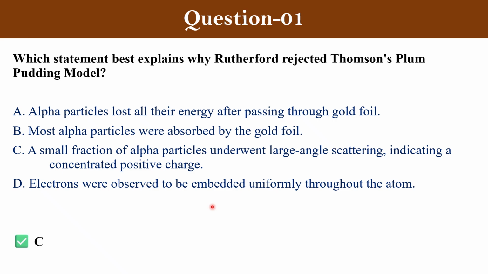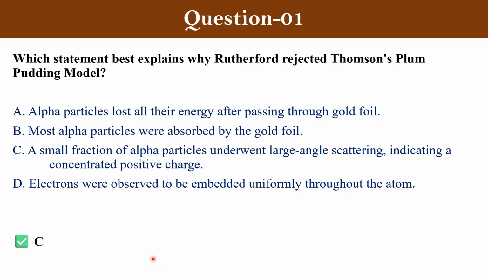The correct answer is option C, because Rutherford rejected Thomson's plum pudding model because a very small fraction of alpha particles underwent large angle scattering and a few even bounced back towards the source. If the Thomson model, the plum pudding model, had been correct, where the positive charge was uniformly distributed throughout the atom, alpha particles would have passed through with only slight deflections. So these unexpected observations prove that almost all the positive charge and nearly all the mass of the atom are concentrated in a tiny central region called the nucleus.